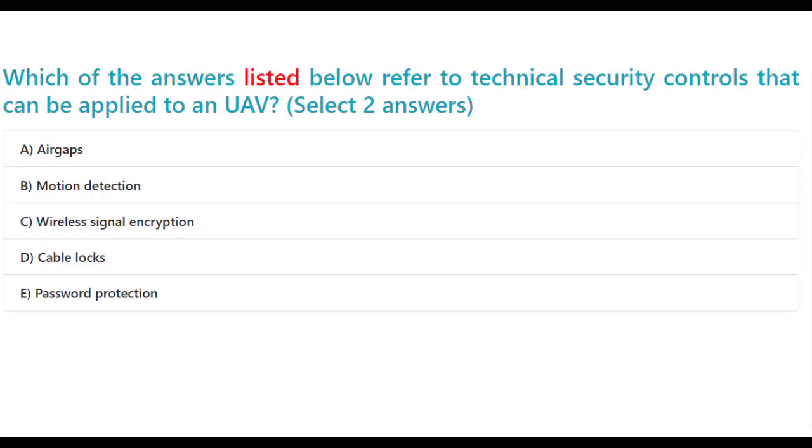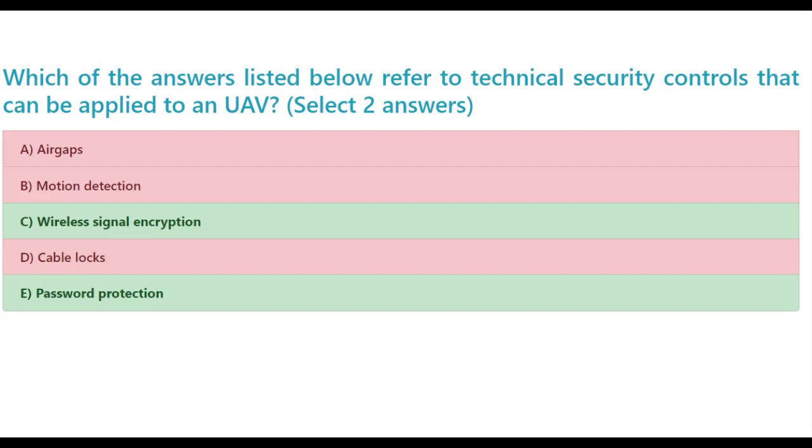Which of the answers listed below refer to technical security controls that can be applied to a UAV? Select two answers. A. Air gaps. B. Motion detection. C. Wireless signal encryption. D. Cable locks. E. Password protection. The correct answers are C. Wireless signal encryption, E. Password protection.